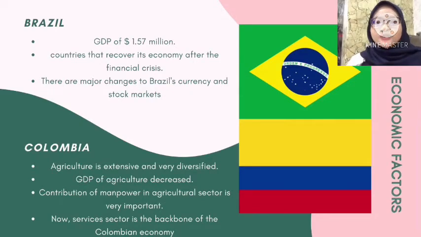In Colombia, due to the climate and the topography of the country, agriculture is extensive and very diverse, such as coffee, bananas, and flowers. However, after the growth of the service and industry sectors, the GDP share of agriculture decreased, but the contribution of manpower in the agriculture sector is very important, at 16.2%.